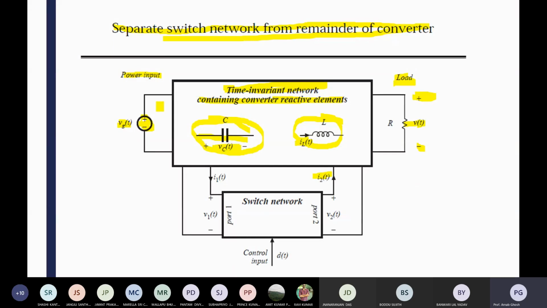So I think you are able to understand why that switching network is shown like a two port network: port 1 and port 2. In port 2 you consider the output side parameters, like output current and output voltage. A control input is always there; control input means how to get that value of duty ratio d. And the input side two parameters are also there, I1 and V1.